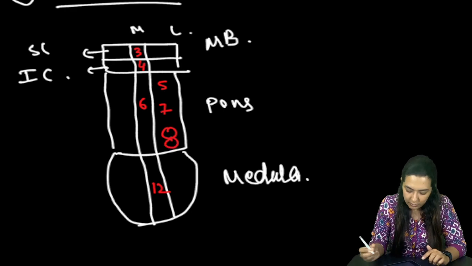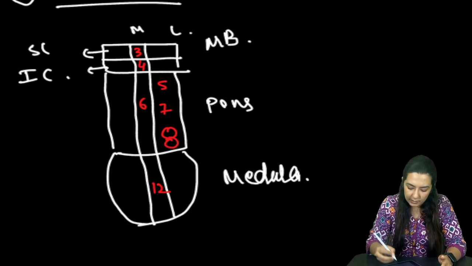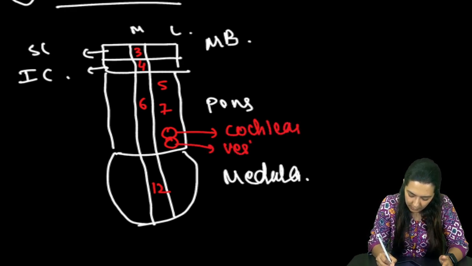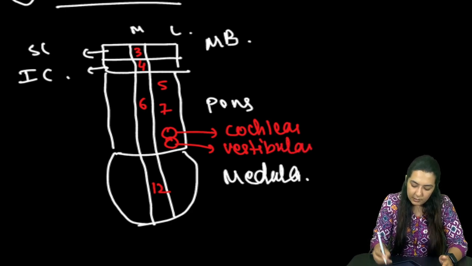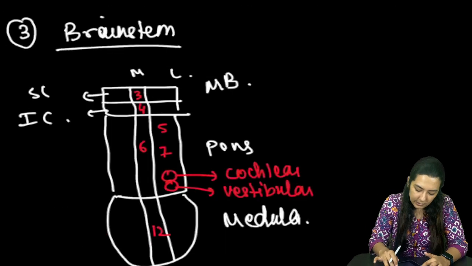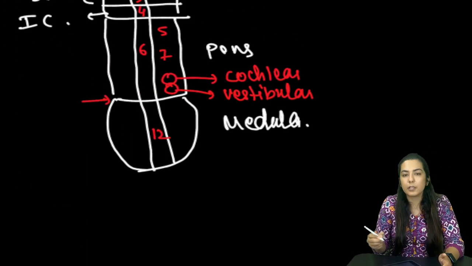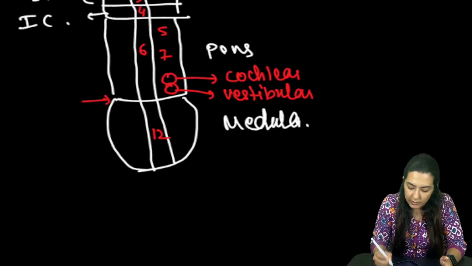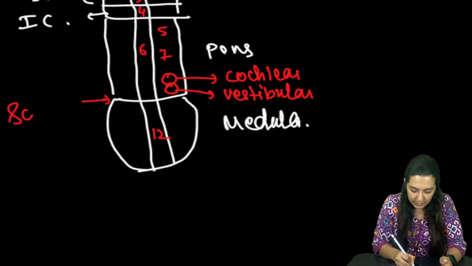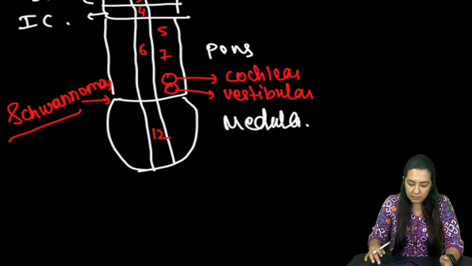8 is divided into two parts. One is the cochlear nucleus and the second is the vestibular nucleus. As you can see, it is present in the pontomedullary junction. So any lesion in this pontomedullary junction will affect the cochleovestibular or vestibulocochlear nucleus, that is the 8th nucleus. For example, schwannomas are most commonly present here and are seen in neurofibromatosis type 2.